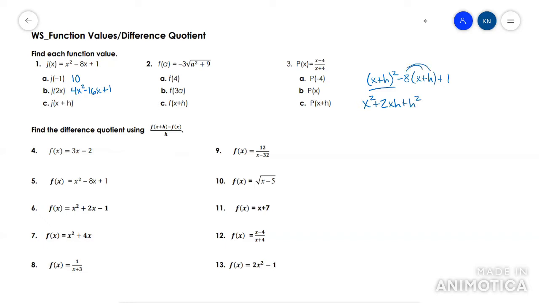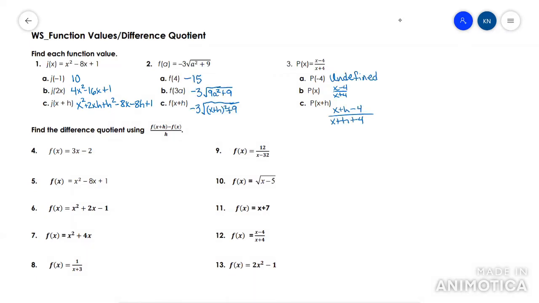Then here I'm going to distribute a -8 to both these things. So minus 8x minus 8h plus 1. And then you just look for like terms. There are no like terms here. So my answer would be, and generally you want to go with the highest exponent part first. So my answer here would be x squared plus 2xh plus h squared minus 8x minus 8h plus 1. So that's how you're going to do all of these problems. All right, so go ahead and do all those problems, and this is what you should get.